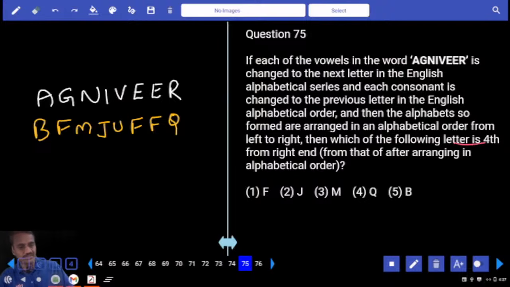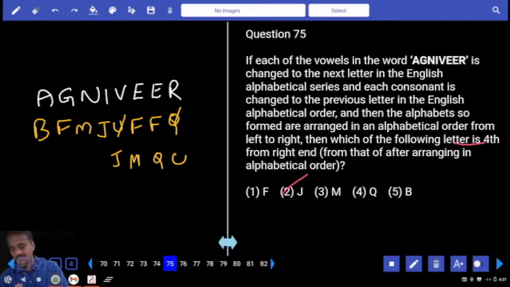Which of the following letters is fourth from the right? Now fourth from the right: what is the first from the right? U. First from the right is U. And second from the right is what? Q. And what is the next one we have? M. Next to M is what? J. Now J, that is choice 2, question number 75.